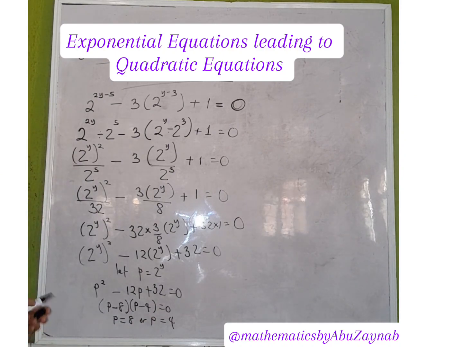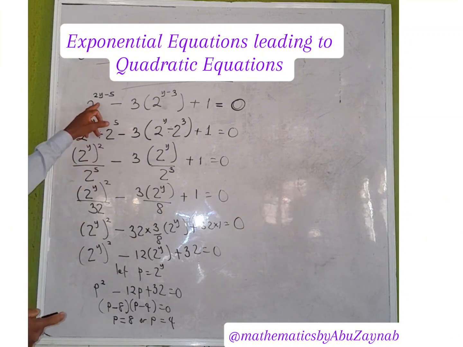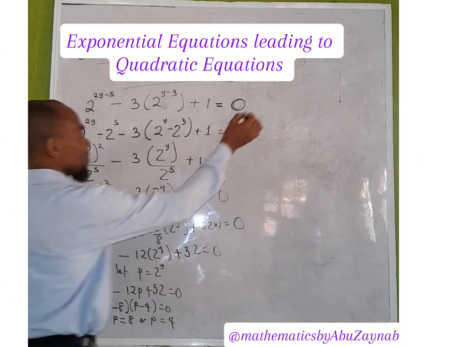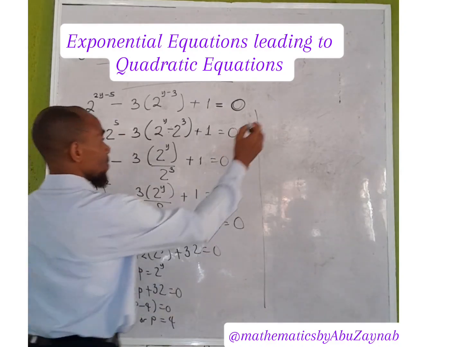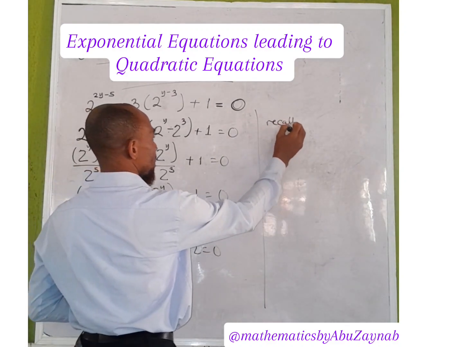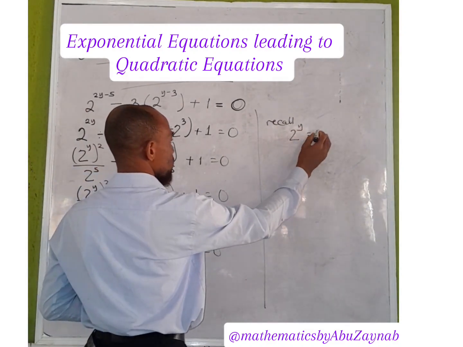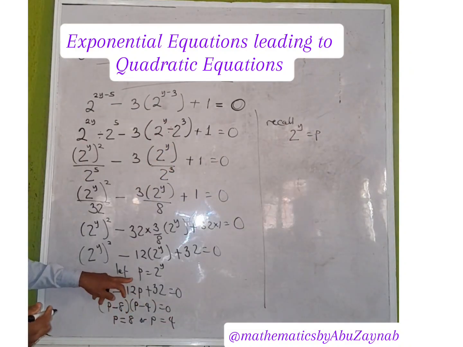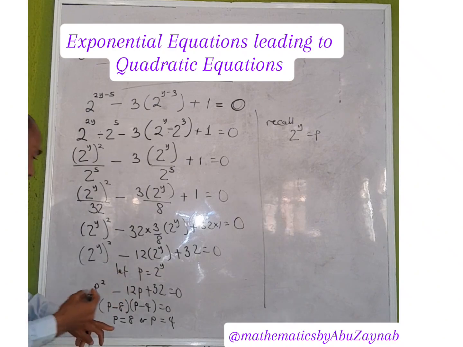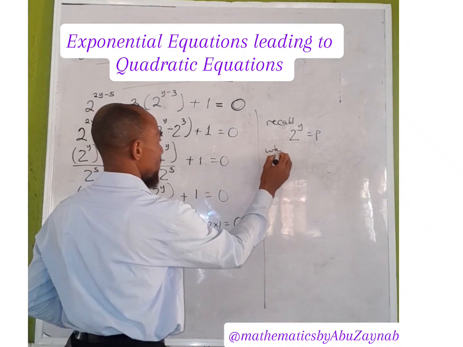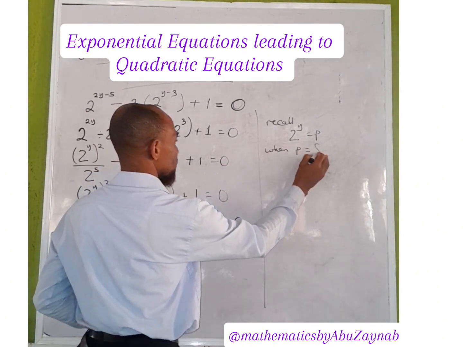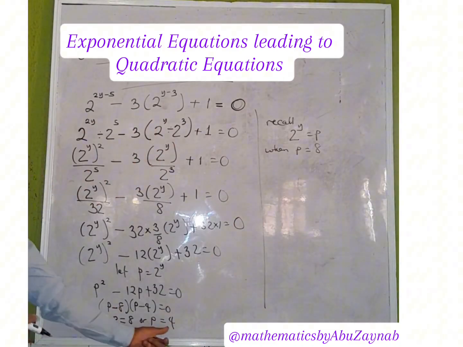But are we done yet? Of course not. Recall that the question came in y. It must be returned in y as a solution. Hence, we simply say, recalling that 2 to the power of y equals P, that is from here, 2 power y equals P. Then, we pick the values of P in turn, starting with when P is 8.